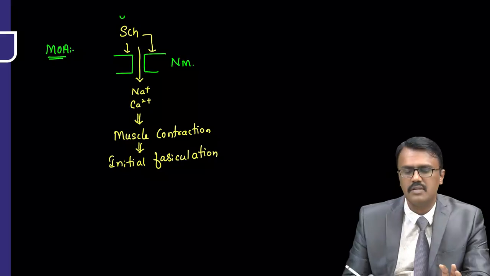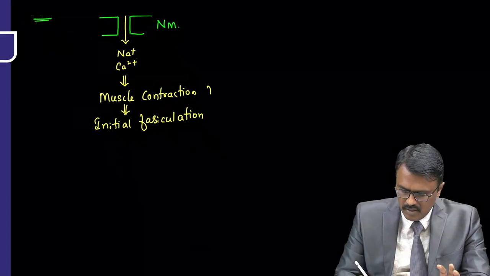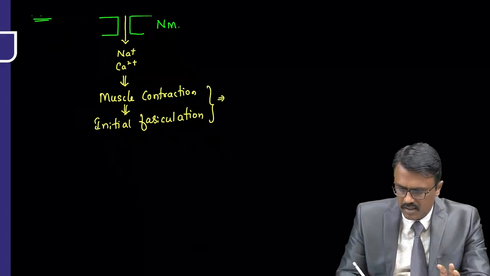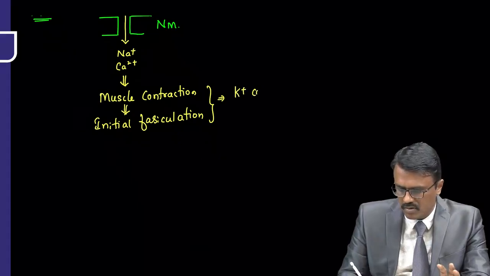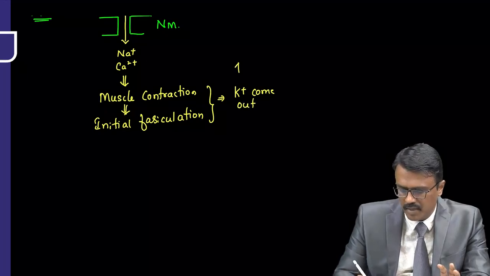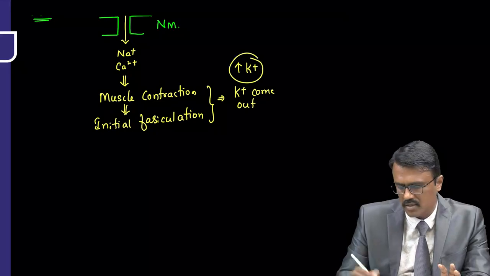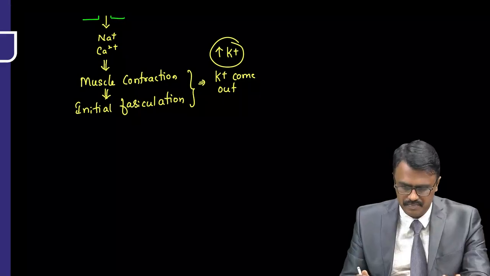Initial fasciculations are seen. Now, what happens when the muscle is fasciculated and contracting? It can exit the potassium out. So potassium can come out of the cells, and that can lead to hyperkalemia. So one of the complications of succinylcholine is it can increase the potassium.